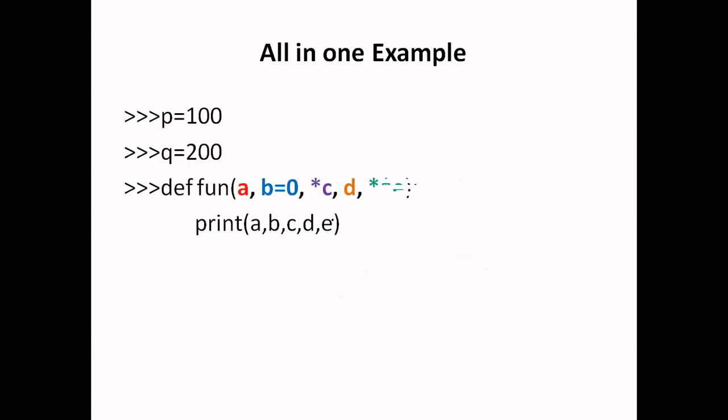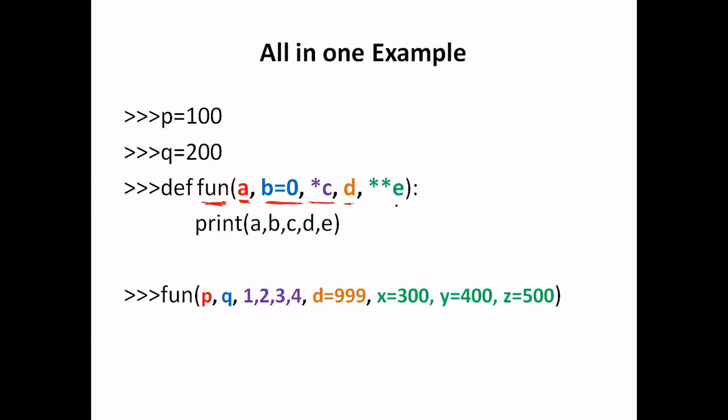So let's have an example in which there are all the kinds of arguments. In this case I have taken a function fun. This is the first argument, we can say it is a required argument or positional argument. The second one is the default argument. This one is the variable length argument, and this one we will use as a keyword argument while calling this function, and this is a variable length keyword argument.